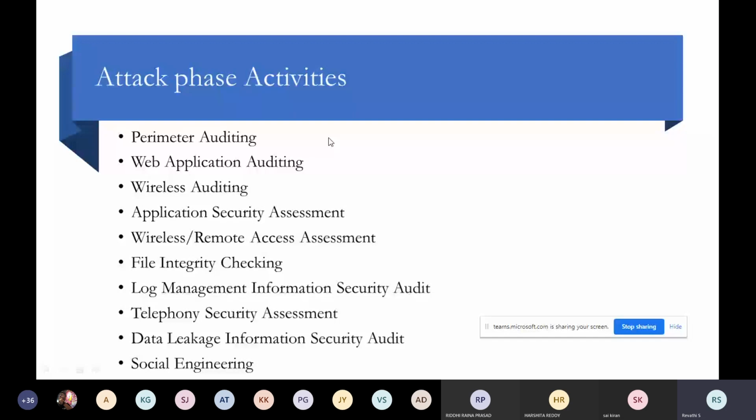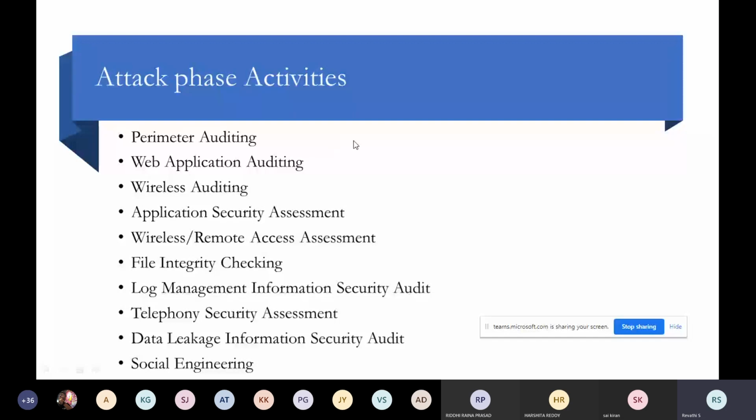Under that case also you cannot perform perimeter checking. So it is not that perimeter checking is always okay. So we are safe. Okay, we are safe in the outside world. It need not be. Okay, so that is the first thing in perimeter auditing.